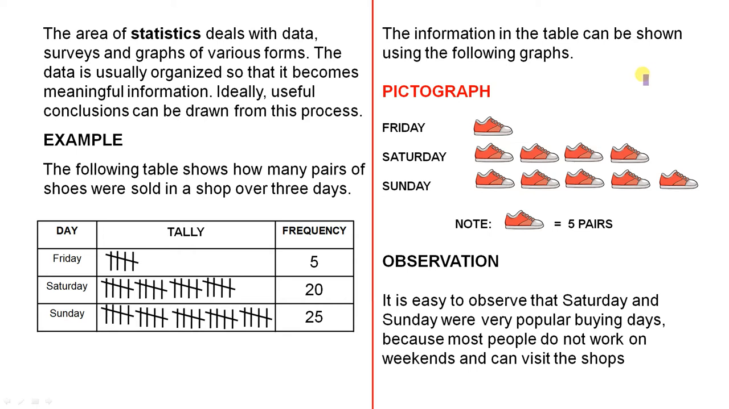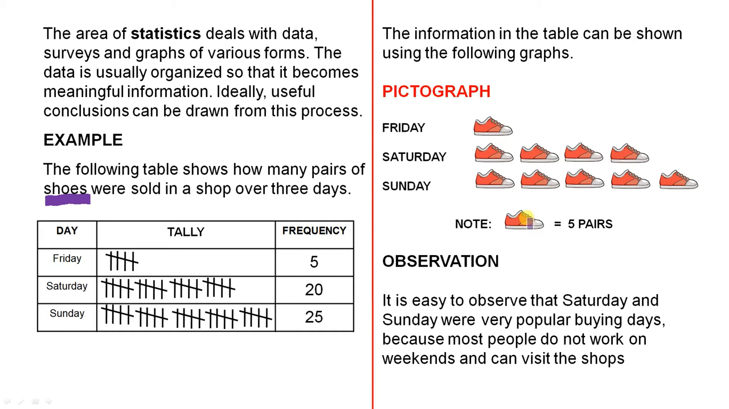So we can represent this information in various ways. The first one is a pictograph. And as the name implies, it's to do with pictures. So here we have Friday, Saturday and Sunday. Now we have to decide what picture to use. If we are talking about shoes, it makes sense, or it's logical, to use a picture involving a shoe.